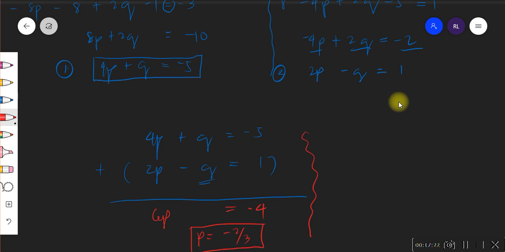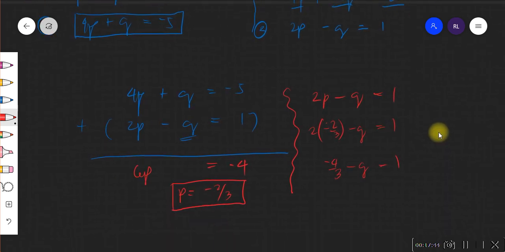So we can use this equation because it's much easier. We have p is negative 2/3, so that's going to be negative 4/3 minus q equals 1. Therefore, q is just negative 4/3 minus 1. You'll have negative 7/3 equals q. I think that's the value of q. So I think that's it.